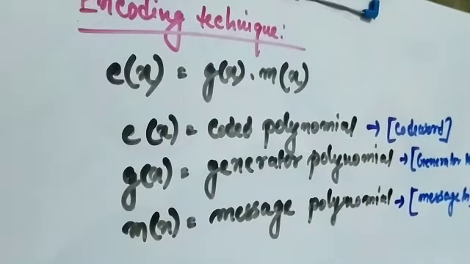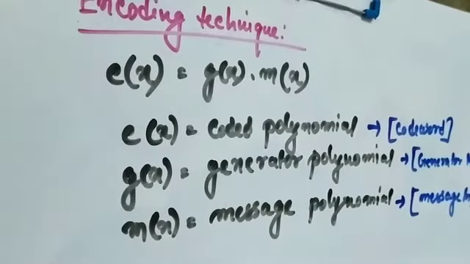Note that, likewise linear block code, in cyclic code also the generator polynomial is given to you in the problem so that you can calculate the coded polynomial. That means in your cyclic code, generator polynomial is given to you, and your message bit is also given to you, and from that you have to calculate the coded polynomial. Now, what is generator polynomial? Your next topic is the generator polynomial.